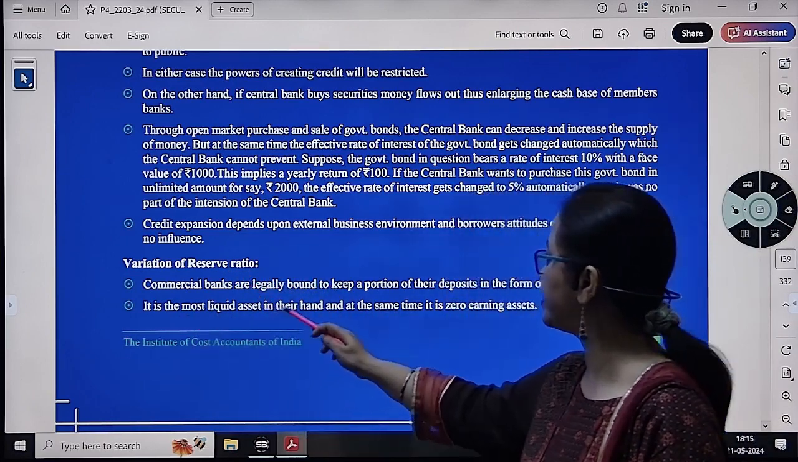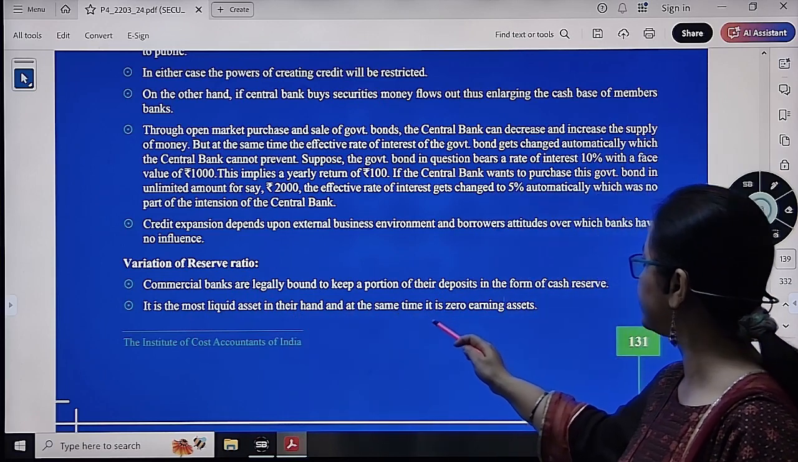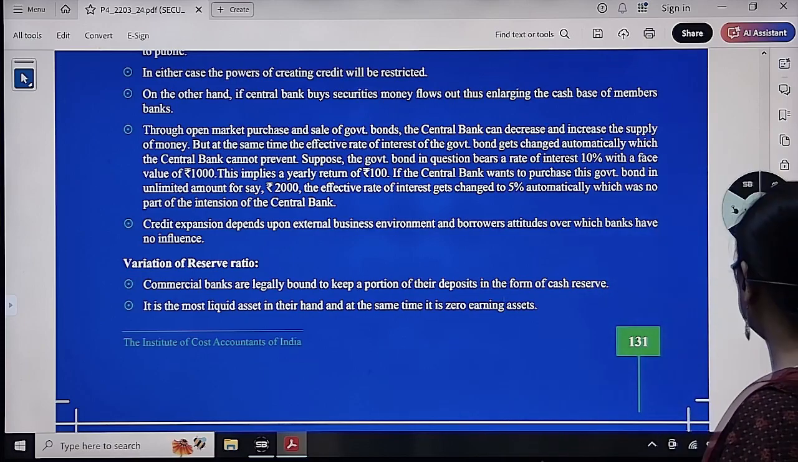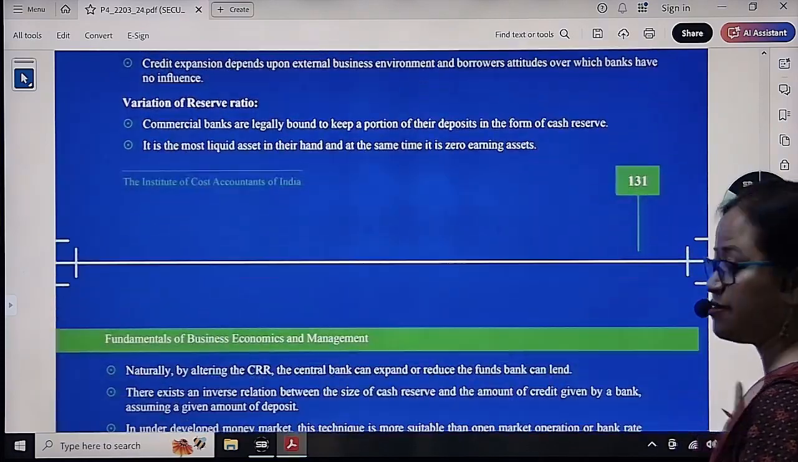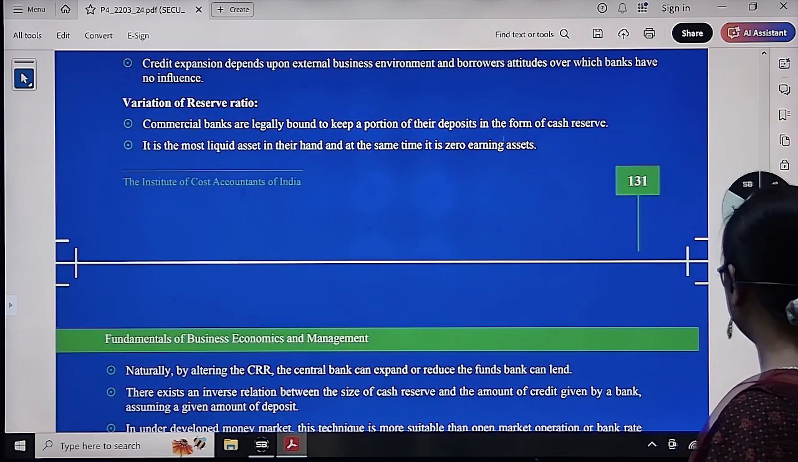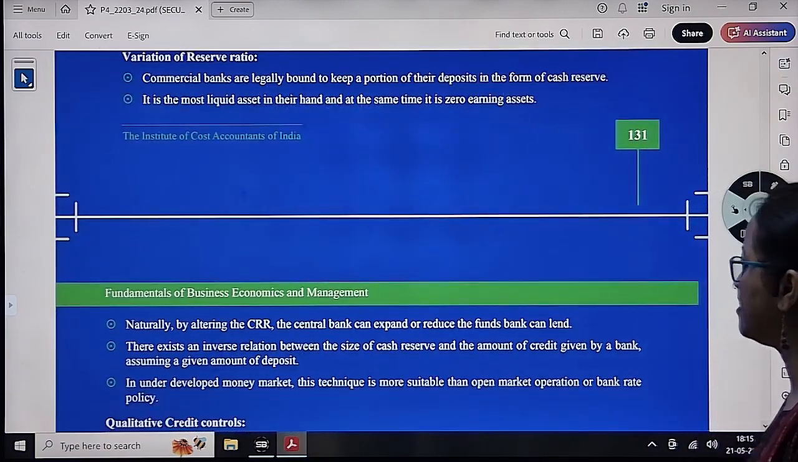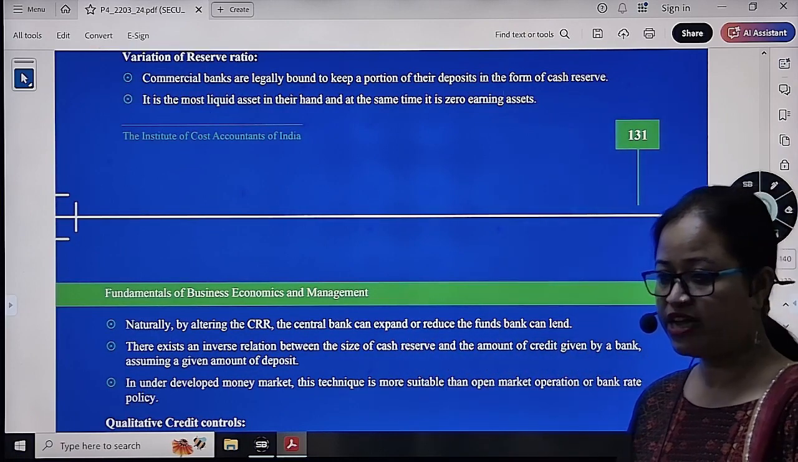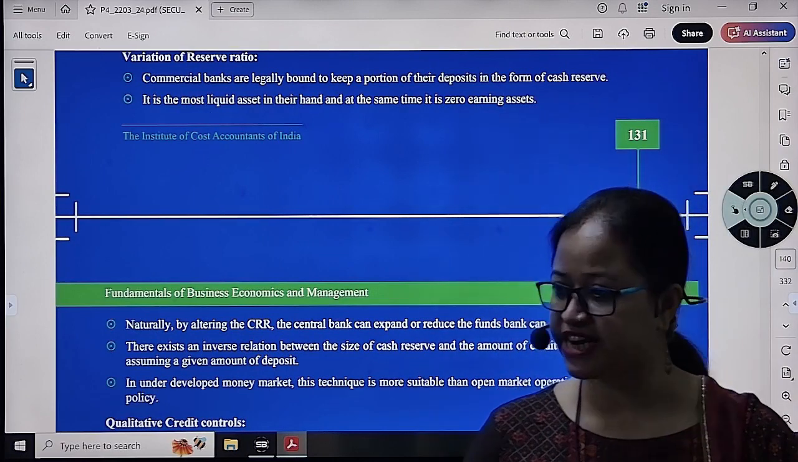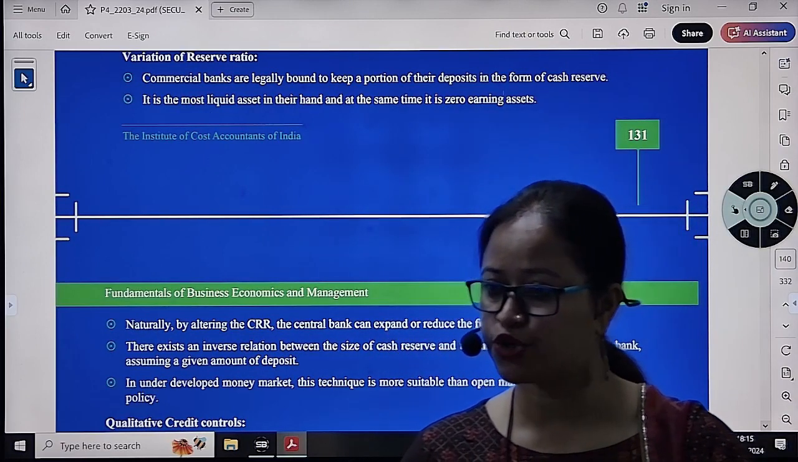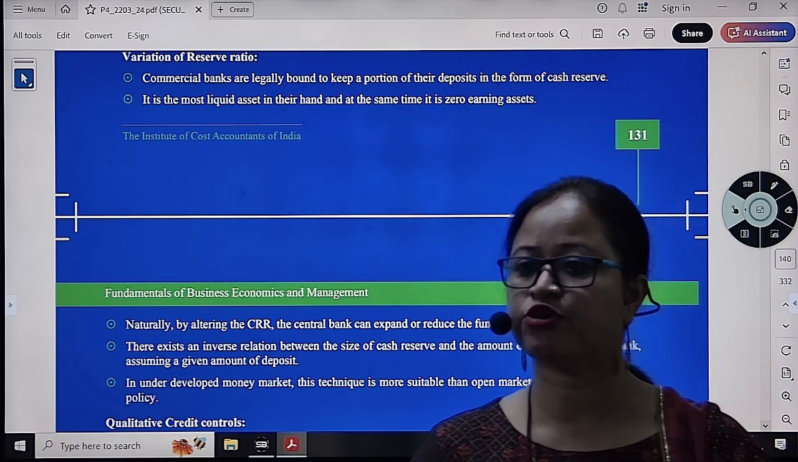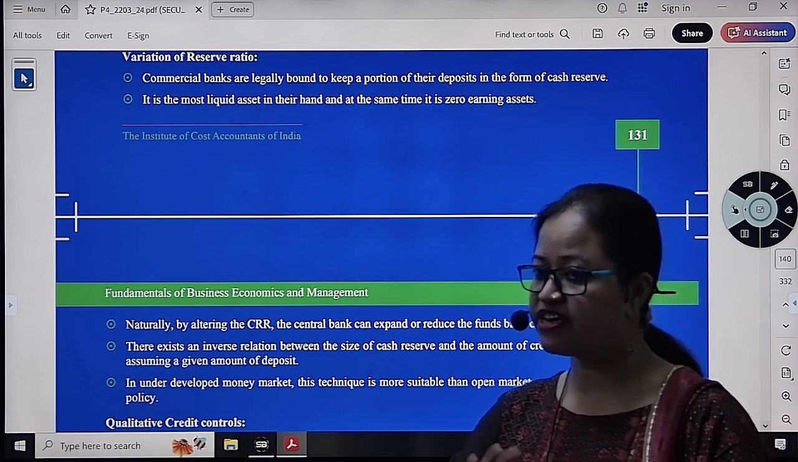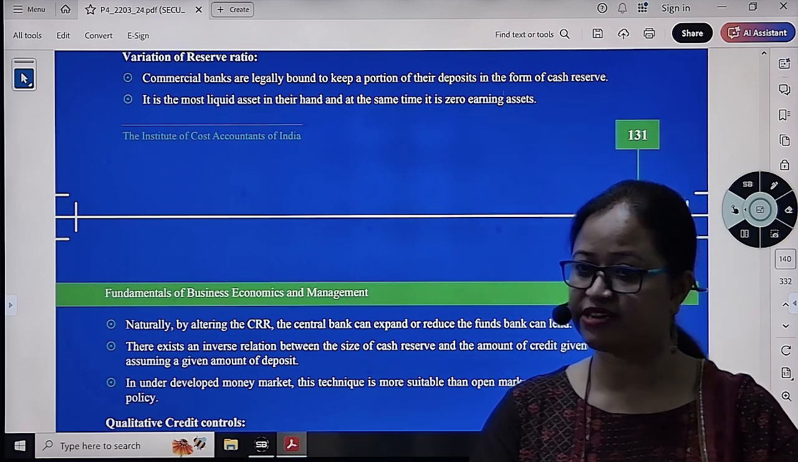It is the most liquid asset in their hand, and at the same time it is a zero earning asset, deposited with the central bank. Naturally, by altering the CRR, the central bank can expand or reduce the funds a bank can lend. So if the central bank wants to control credit, or wants to increase or decrease the money supply, then what will they do? Either they will increase CRR or they will decrease CRR.